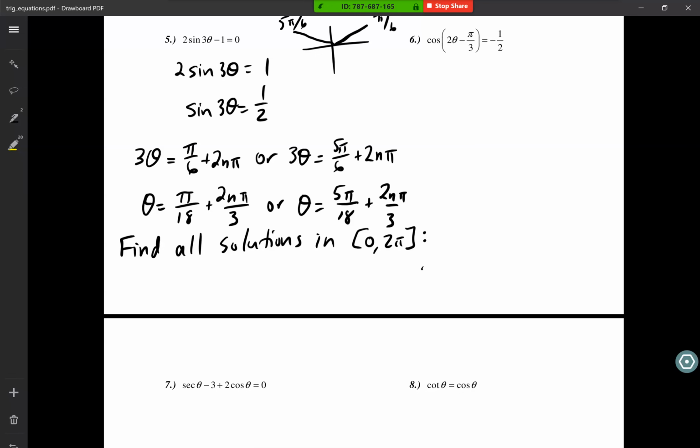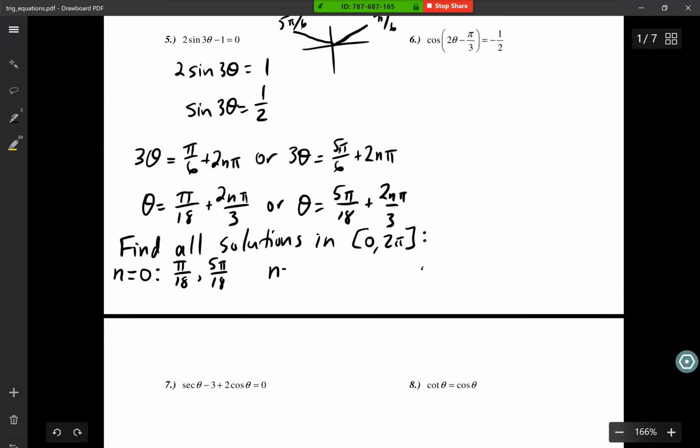So the first one we can plug in is n equal to 0. If I put in 0 here and here, we'll get pi over 18 for this one, right? Because the second piece just goes away. If we put in 0 over here for the second one, we get 5 pi over 18. So there's 2 of them. But there's going to be some more as well. So let's check another one.